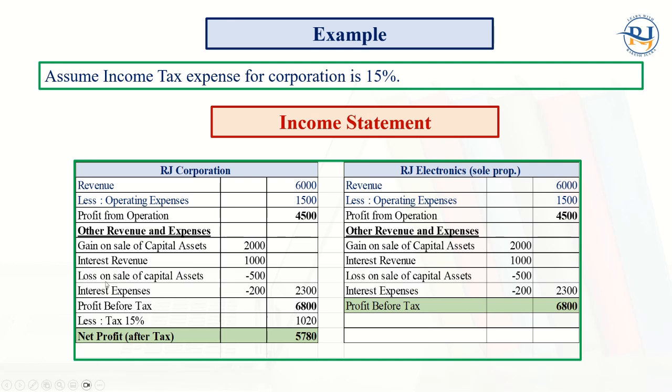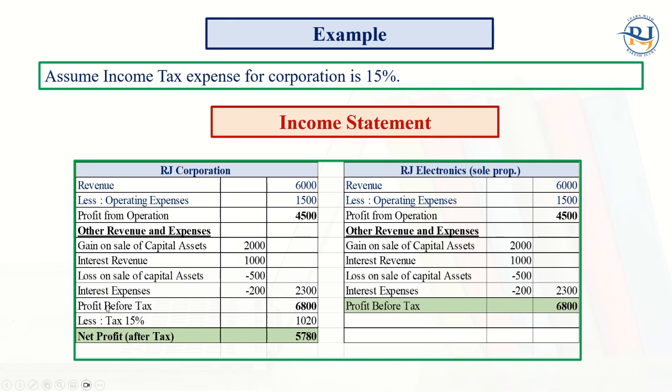And next we have the loss on sale of capital assets, right? So this is minus $500, and minus $500 here. Interest expenses minus 200, minus 200, so 2,300. Thus we have other revenue and expenses in the case of both forms of organization.